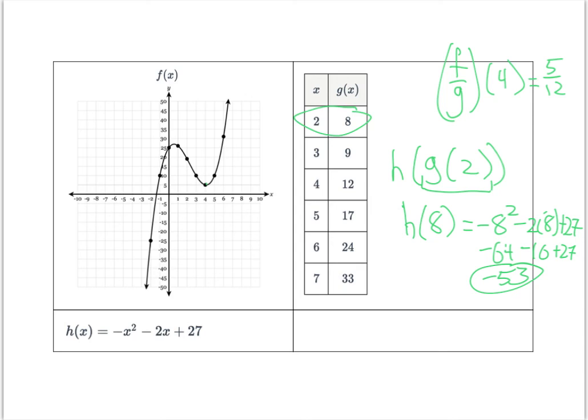This just was designed to show you that you don't necessarily need to all be in the same format in terms of what we're looking for. We've got equations and graphs and tables that we can interchange and use to solve problems together.